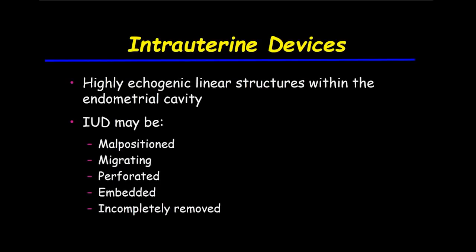IUDs are used as a reversible form of contraception. They appear as echogenic linear structures, but in patients presenting with pelvic pain, abnormal bleeding, or missing strings, ultrasound is performed to assess position. An IUD may be malpositioned, migrated, embedded, or perforated.